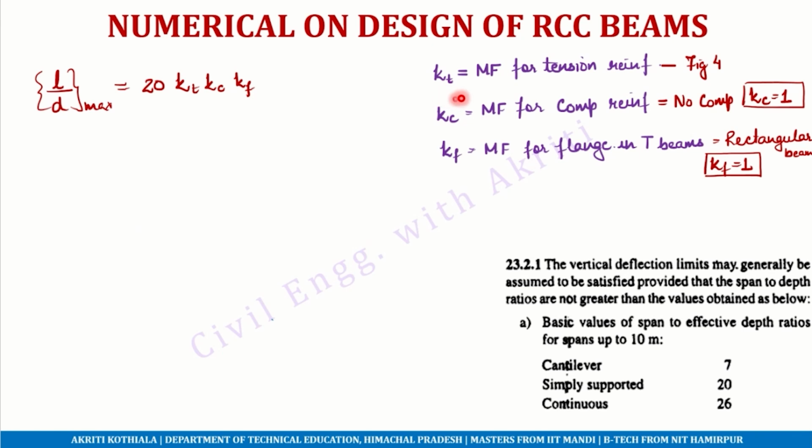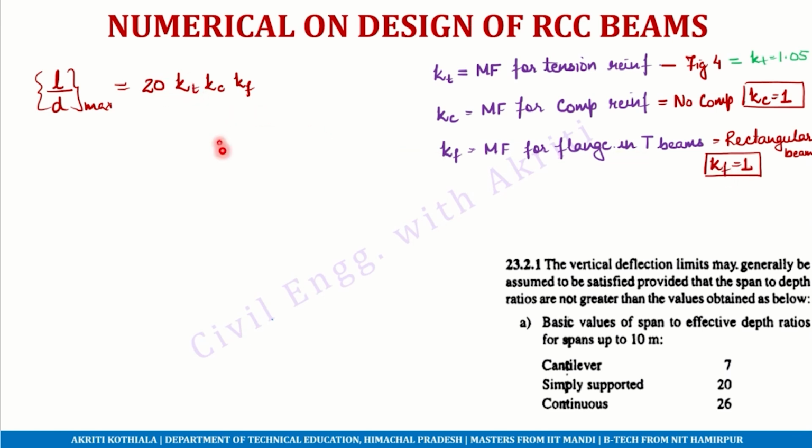So now we can see from figure 4 that the value of MF, the modification factor for tension reinforcement, is equal to 1.05 or simply 1. From other figures, we can see that for compression reinforcement, because we have not provided any compression reinforcement, Kc will be equal to 1, and since the beam is a rectangular beam, there will be no modification factor for flange in T-beam. So Kf will also be equal to 1.